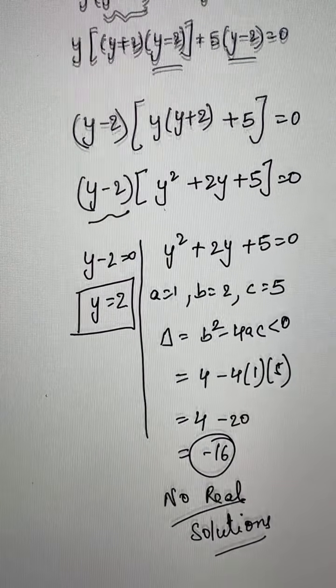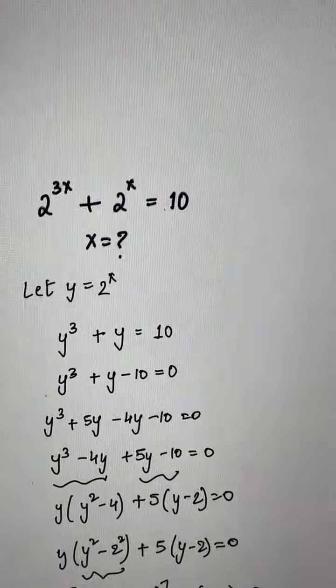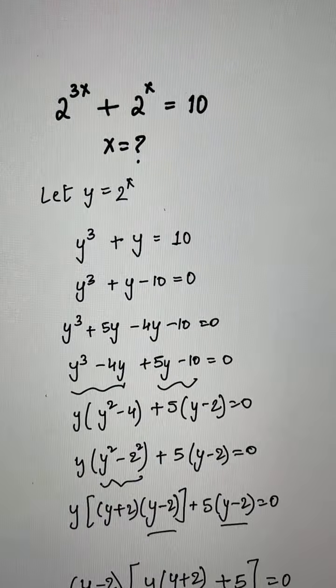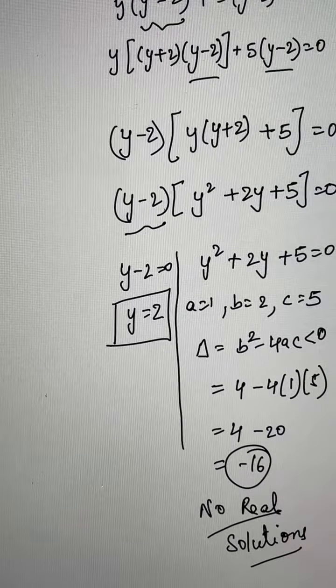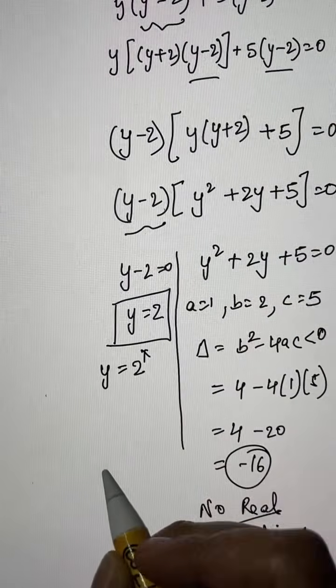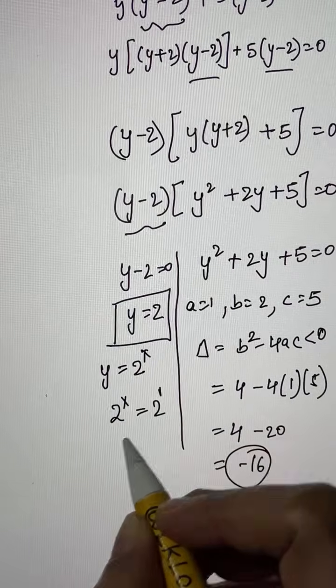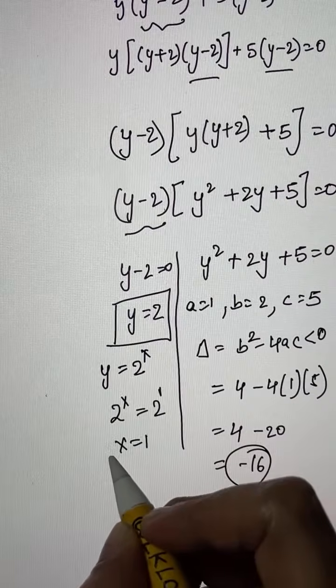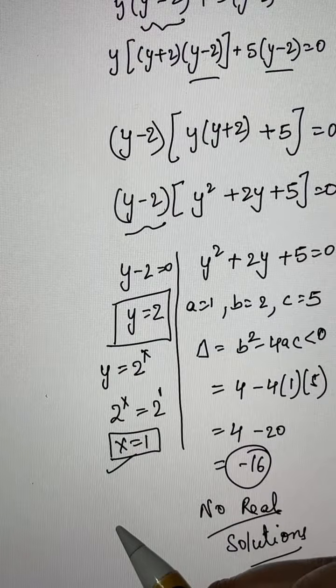So the main thing we got here is the value of 2. Let's verify if that value is true. Let's put it in our question back. Here I got y is equal to 2, right? But y is equal to 2 to the power of x. That's what we substituted from above. So 2 to the power of x is equal to 2. So the power is 1 here. Equating the powers, we get x is equal to 1. y is 2 and x is 1. So that's the solution we got for x. x is equal to 1.